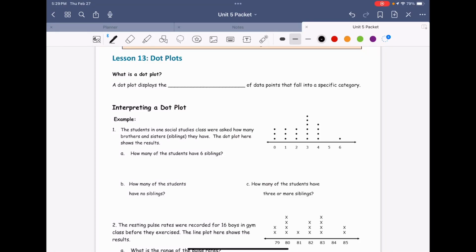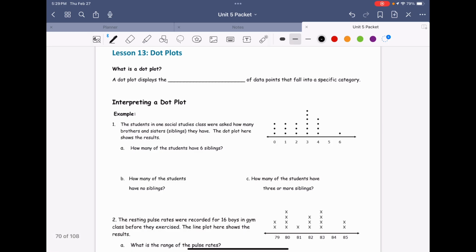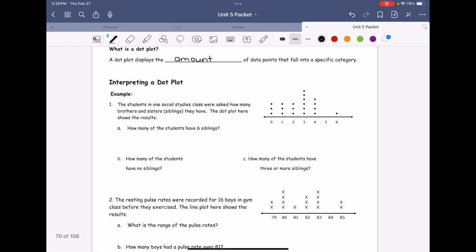All right, this is lesson 13 on dot plots. So a dot plot is going to display the amount of data points that fall into a specific category. So we're going to work on interpreting and creating dot plots today. And these should be something that you have seen and be at least a little bit familiar with from last year. So let's take a look at our first dot plot.